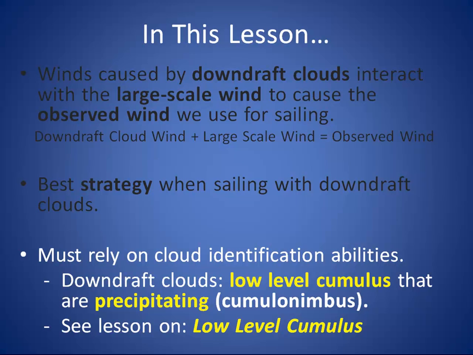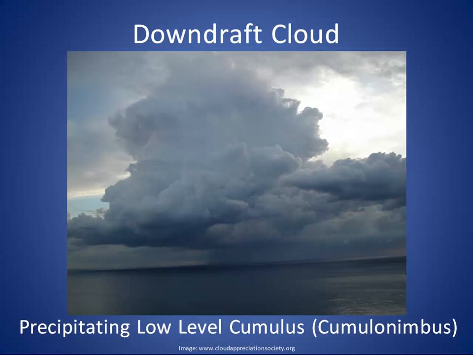But as we have in previous lessons, you'll need to rely on your cloud identification abilities we learned in the earlier Educasts, specifically that downdraft clouds are typically low-level cumulus that are precipitating, and they're the clouds that we call cumulonimbus. And here's just a quick example. You could see the cumulonimbus cloud is raining and subsequently producing a downdraft of air that reaches the surface of the water and spreads out in all directions.